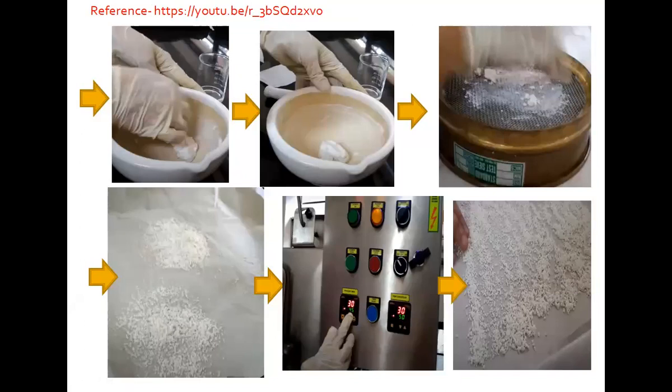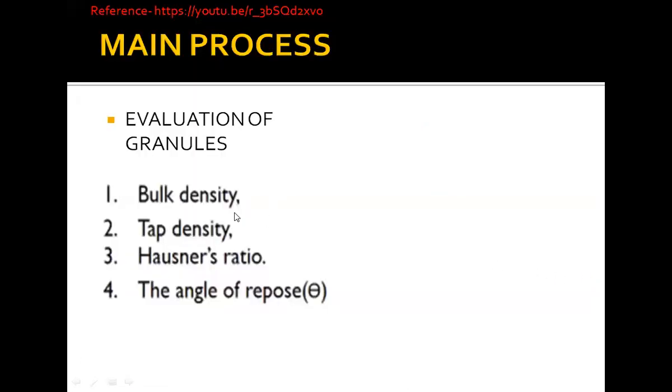Make a roll on your hand, and just try to prepare it. After the wet roll mass, just sieve it and put it in the hot air oven for 30 minutes at 60 degrees Celsius. You'll get the fines of granules, and after that, one of the most important things is the evaluation of granules.